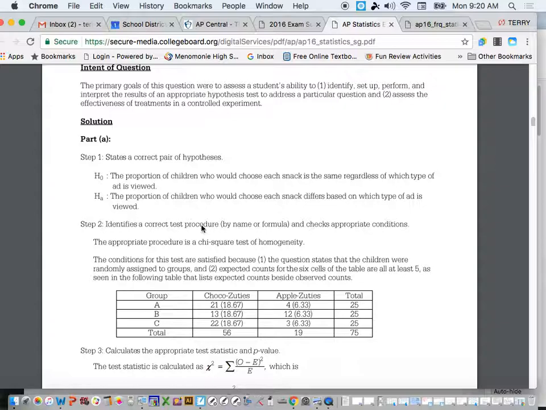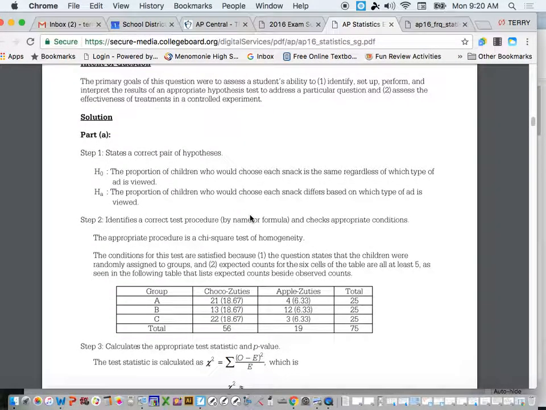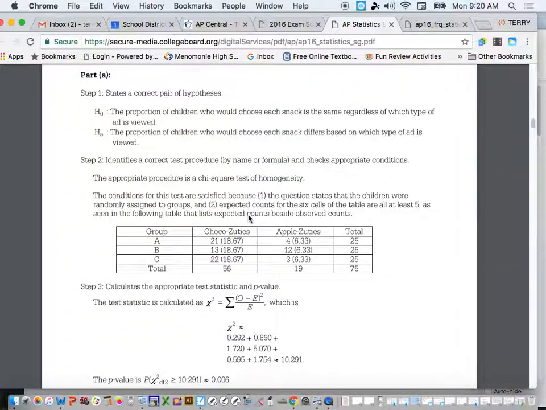Alternative, the proportion is different between those, depending on which type of ad they viewed. So then you need a step 2. Identify a correct test procedure by name or formula and check the appropriate conditions.